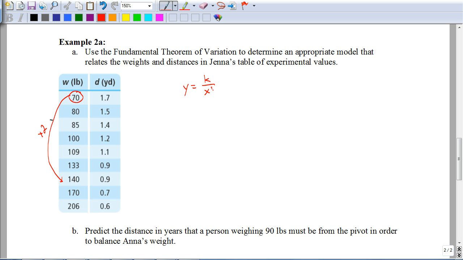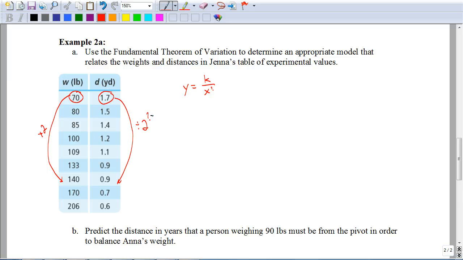But remember, this is inverse variation, so whatever happens to the x, the opposite happens to y, to the nth power. So if x, or in this case the weight, is doubled or multiplied by 2, the y, or the d, is going to be divided by 2 to some exponent. We want to figure out what the exponent is. Well, if I take 1.7 divided by 2, I end up getting 0.85, which is really close to 0.9, but it's not exactly 0.9.